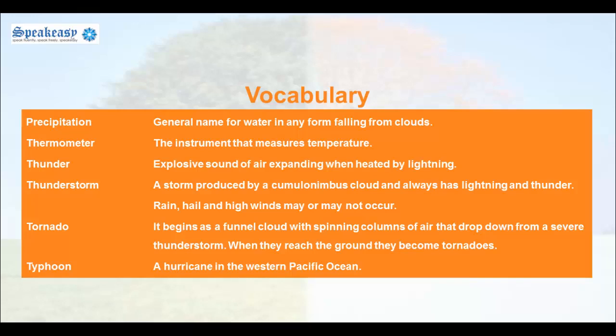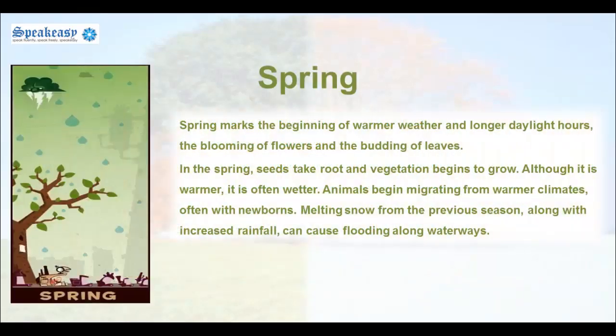Tornado, it begins as a funnel cloud with spinning columns of air that drop down from a severe thunderstorm. When they reach the ground, they become tornadoes. Typhoon, a hurricane in the western Pacific Ocean. Now let's take a closer look at the seasons.